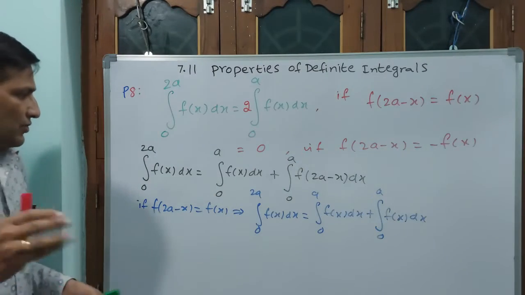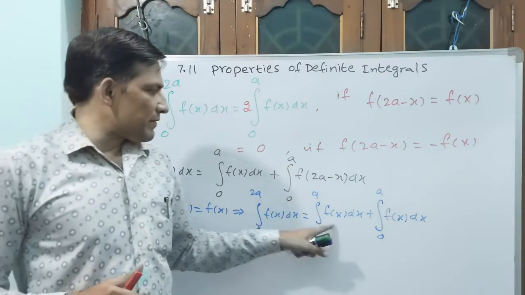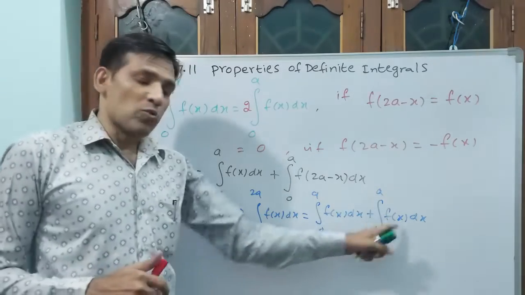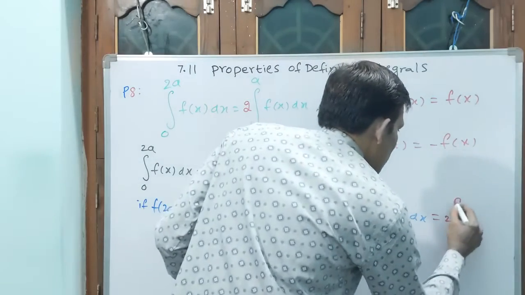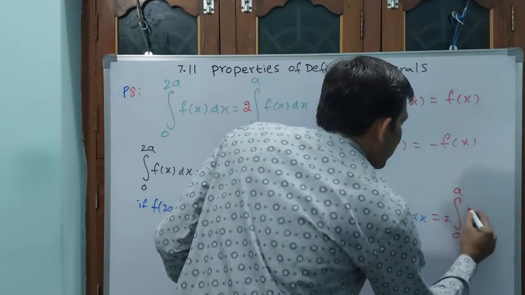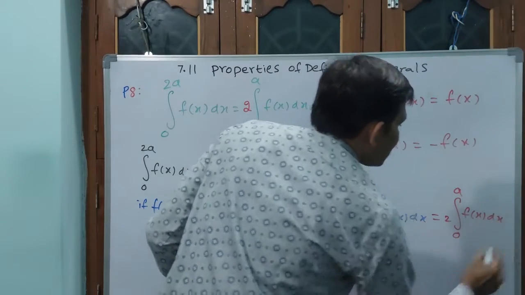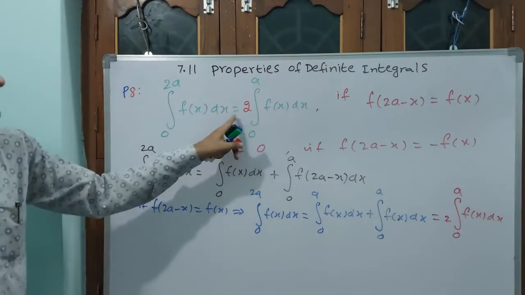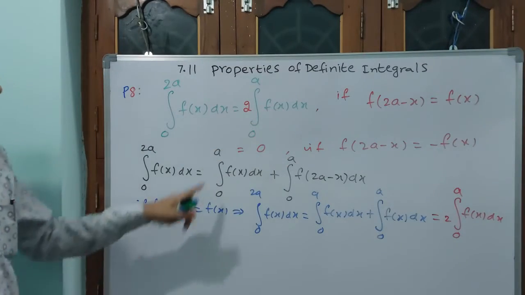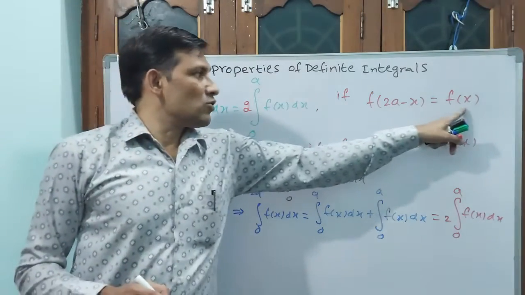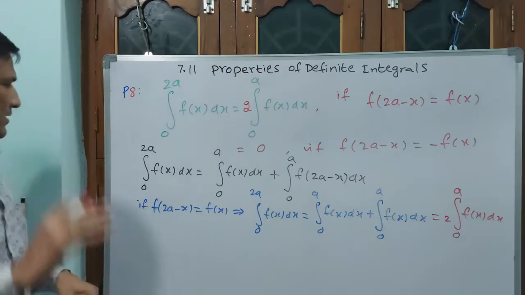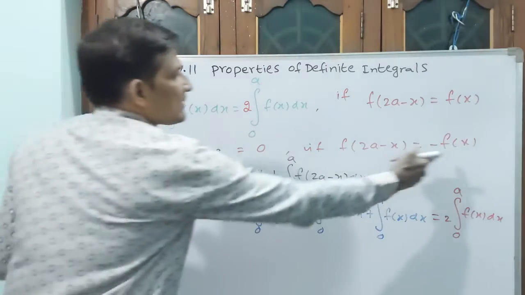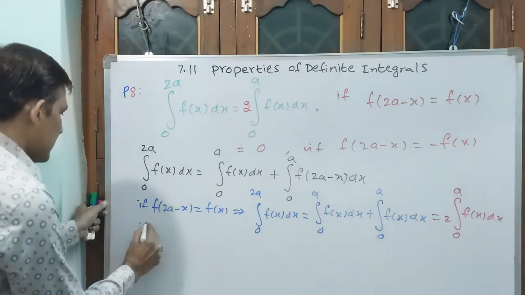Okay, see the RHS: 0 to a f of x dx, 0 to a f of x dx, that means 2 times has come. How can you write? You can write like this, that is equal to 2 times integral 0 to a f of x dx. This is the RHS, provided f of 2a minus x is equal to f of x, the condition we have taken here. Okay, that is why this has happened. That is one.